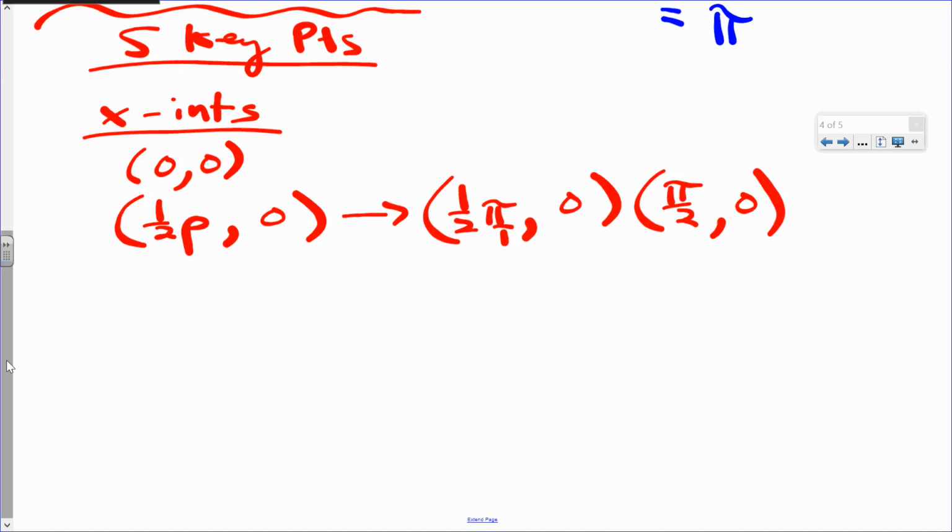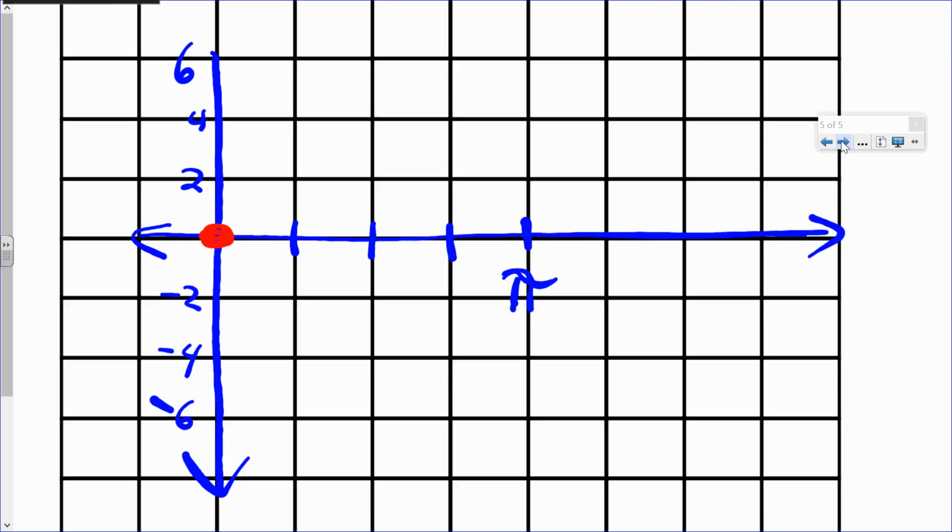So let's come back over here. Here's pi, the end of the period for 1 cycle to occur. I chopped it up into 4 pieces. If this is pi, this would be pi over 4, because this is 1/4 of the way. 1/4 times pi would be pi over 4. 1/2 of the way would be pi over 2.